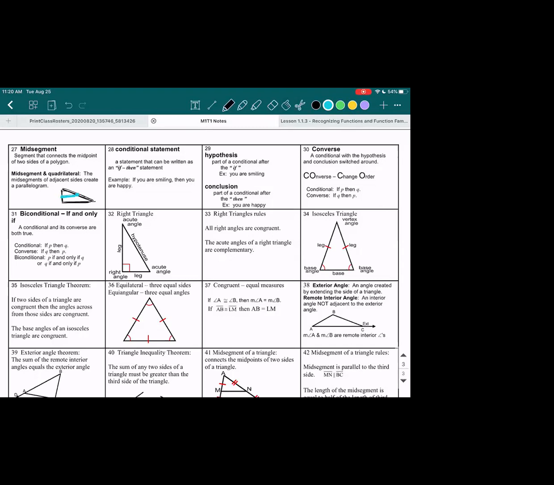So let me draw a quadrilateral for you now. Just some random four-sided shape. And I'm trying to make it as weird as possible so it doesn't look like a square or a rectangle or anything. Here you go. Here's a weird four-sided shape. Looks kind of like a shoe, huh?